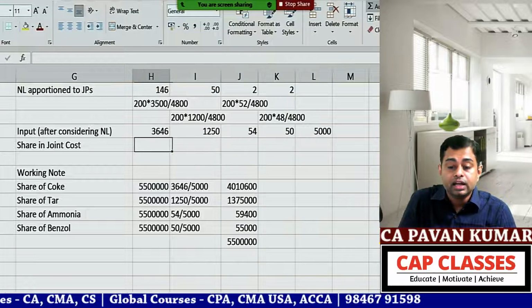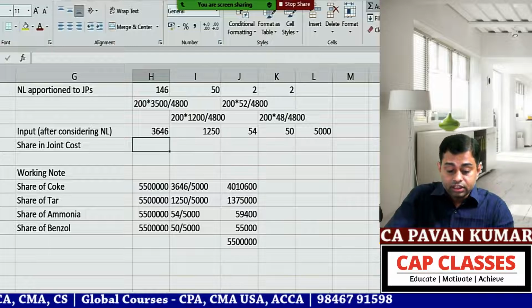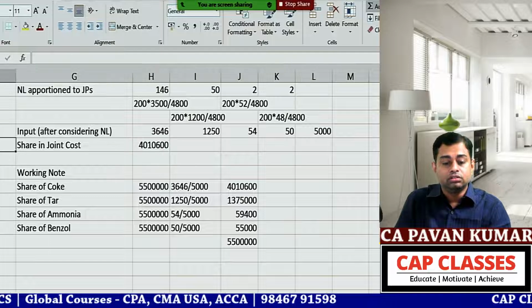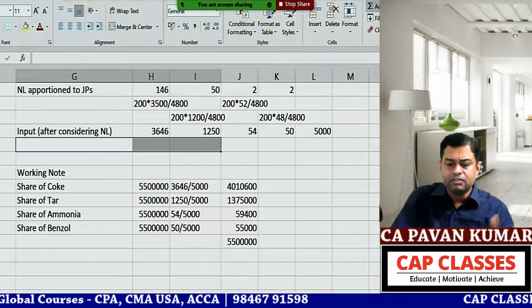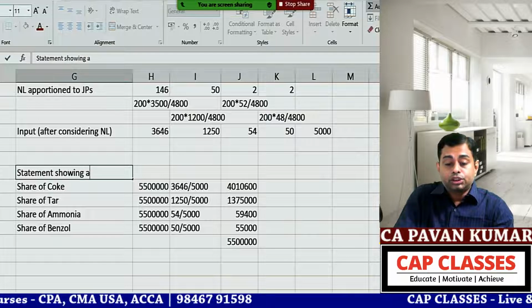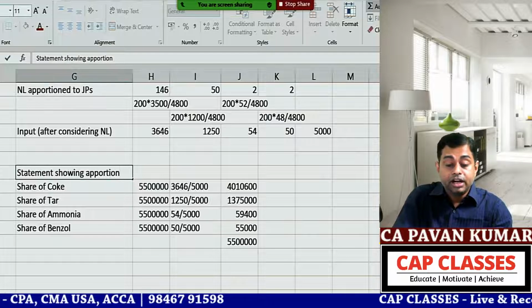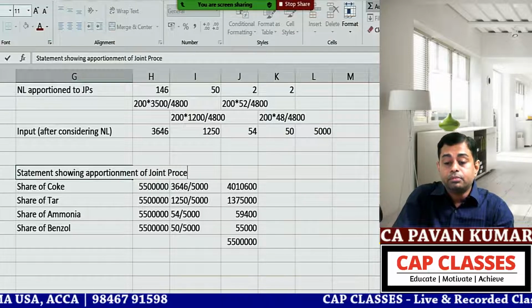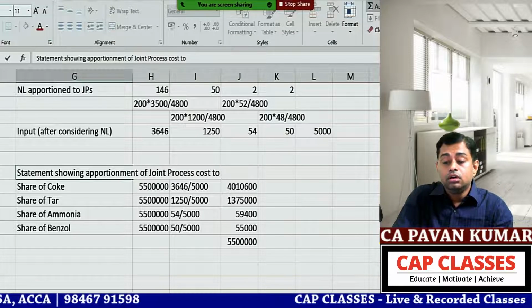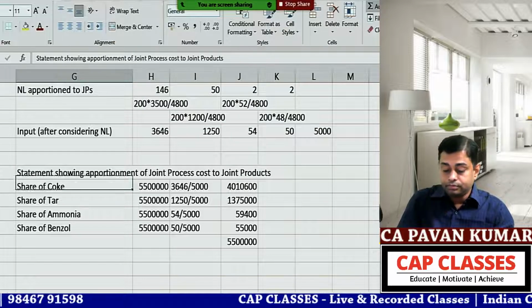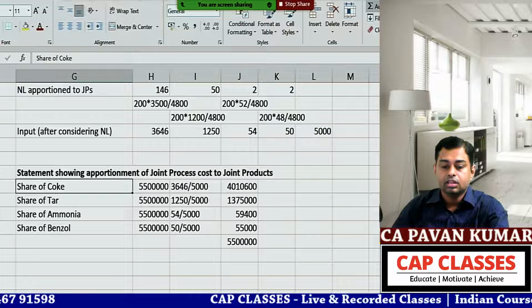So you will put that here. That's all. Even if you do not put it there, it is enough. So this line is not required. Statement showing apportionment of joint process cost to joint products. That's all. This is enough.